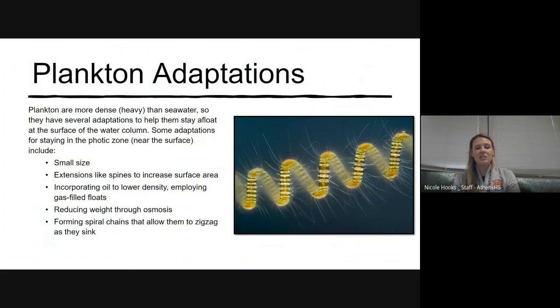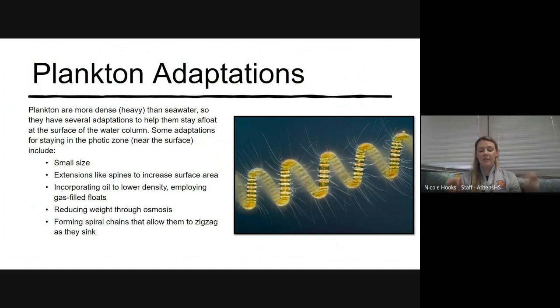All right, some adaptations that plankton have. Plankton are more dense or heavy than seawater normally, so they have several adaptations to help them stay afloat in the water column. They want to stay in the photic zone as much as possible, so they're going to try to reduce the sinkage that they have. So they have a small size. They have spines that extend, like you can see in this Chaetoceros right here.